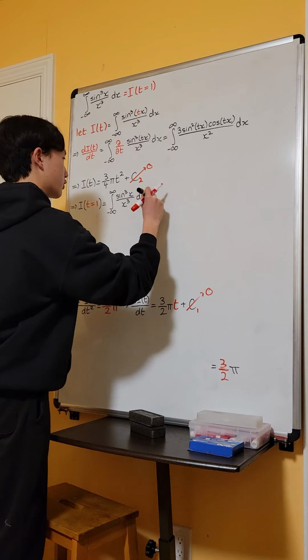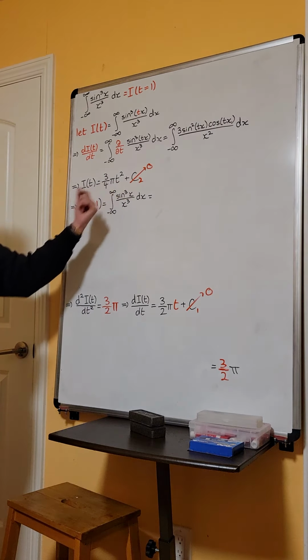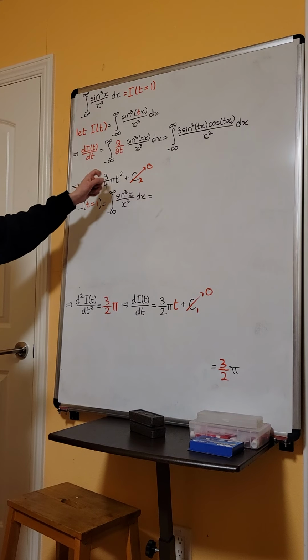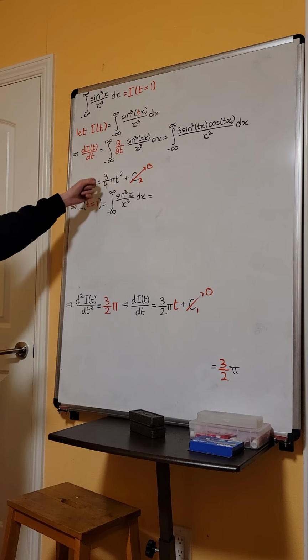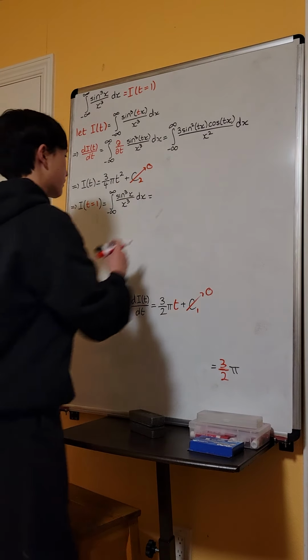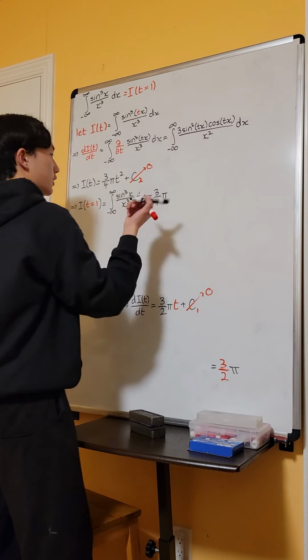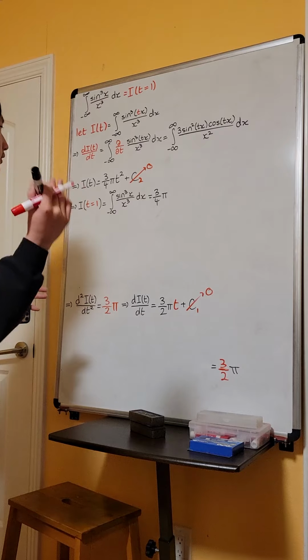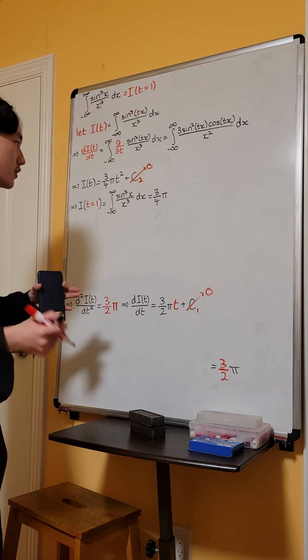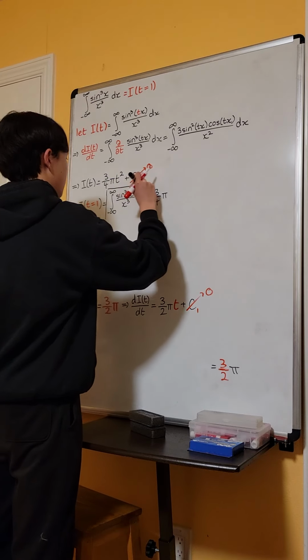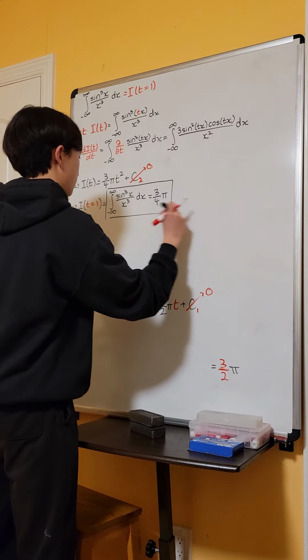But this is also equal to the equivalent form we found right here, 3 over 4 pi, and then you plug in 1 for t. 1 squared is 1, and 1 times anything is just the thing itself, so you just get 3 over 4 pi. That's it. You're done. That's this integral, once again using Leibniz rule for integration.